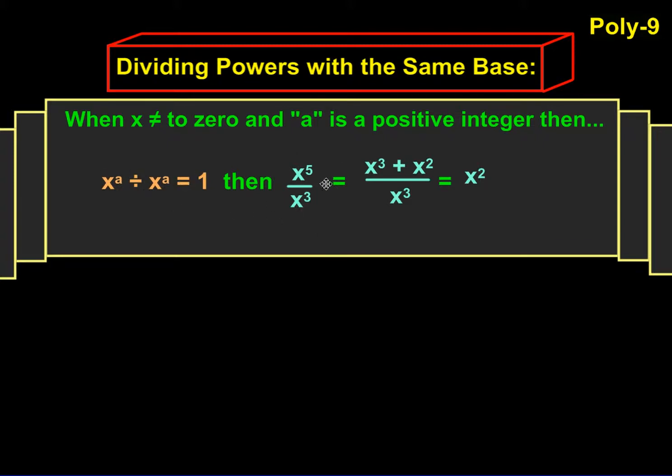In a different example, if we have x to the 5th divided by x to the 3rd, we would subtract the exponents and get x to the 2nd. You could also think of it as taking x to the 5th and breaking it into x to the 3rd times x to the 2nd. And then the thirds would actually cancel out, and that would enable us to take x to the 2nd and put it for our answer.